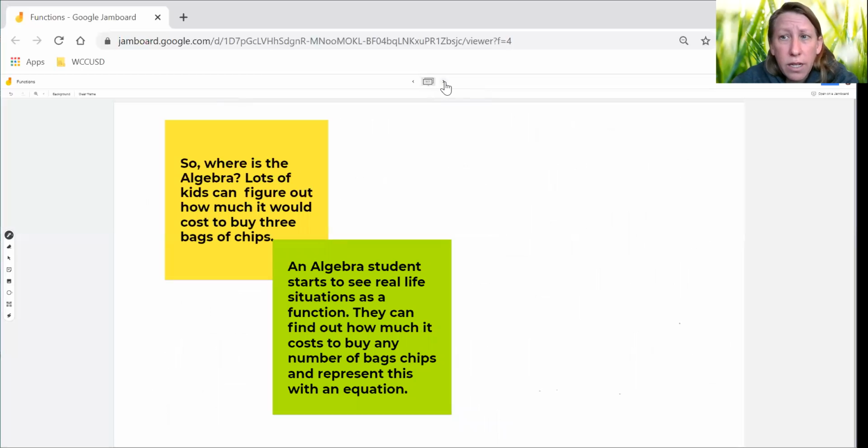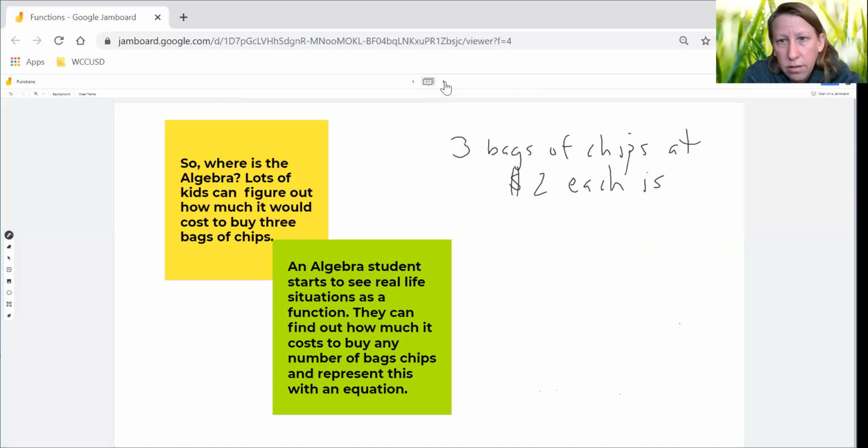Okay, so where's the algebra? A lot of kids can figure out how much it would cost to buy 3 bags of chips if they're $2 each. They would just say 3 bags of chips at $2 each is $6 total. Okay, that's basic math.